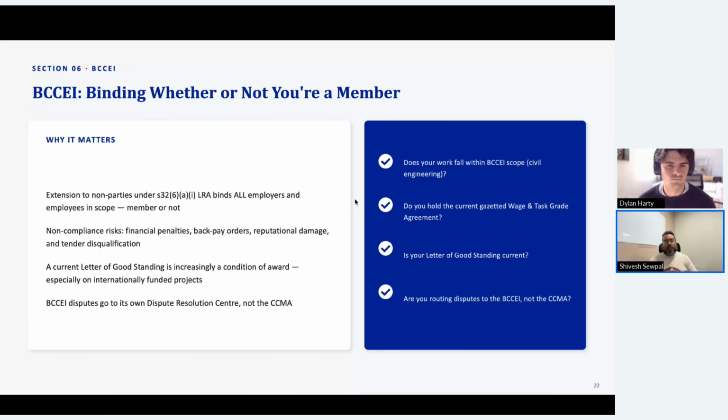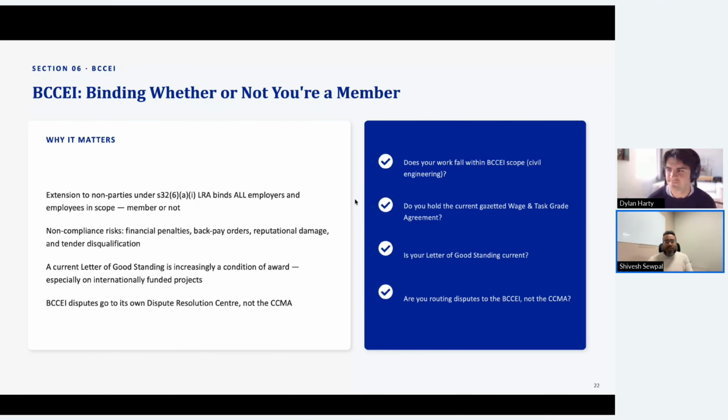The first point to make very clearly is this. If the BCCEI collective agreement has been extended to non-parties, it can bind employers within scope, even if they are not members of the Bargaining Council. That is why saying we never joined the BCCEI is not necessarily a defense.